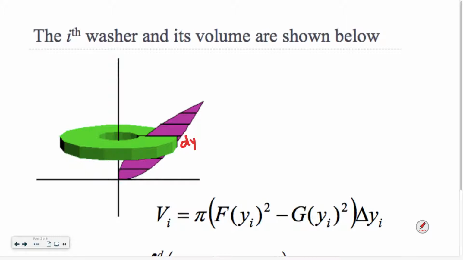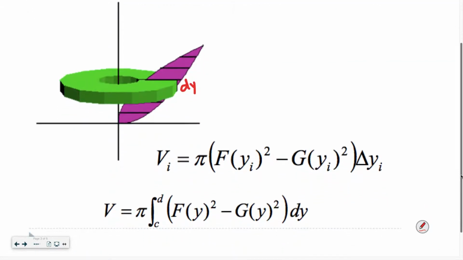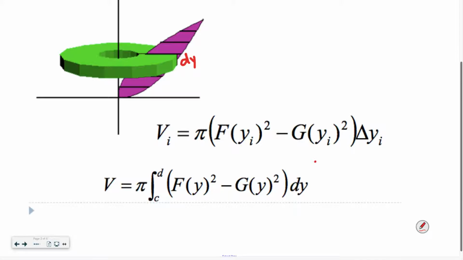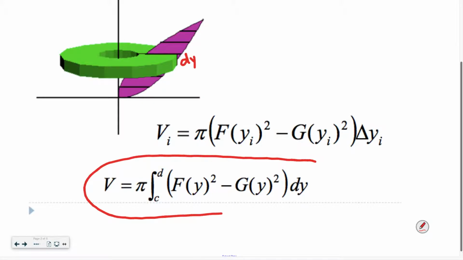Well, the height of this disc is dy, and the radius we're going to measure with our different functions. So once again, we have pi r squared minus r squared h that we are going to throw into an integral so that we can add up all of those discs and or washers depending on the curve. But since we're doing this with horizontal rectangles, our thickness is dy, which means our equations need to be written in terms of y.